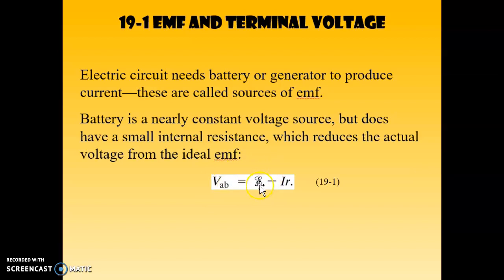If you have a 12-volt battery and you start pulling some current from it, the actual terminal voltage might be like 11.8 or something. That's because there's a little bit of internal resistance. So the equation you're going to use is this one here. V_AB is your terminal voltage. This equals your EMF, sorry, I was looking at the I there, minus the current times the internal resistance. So this little r is the resistance inside of the battery.